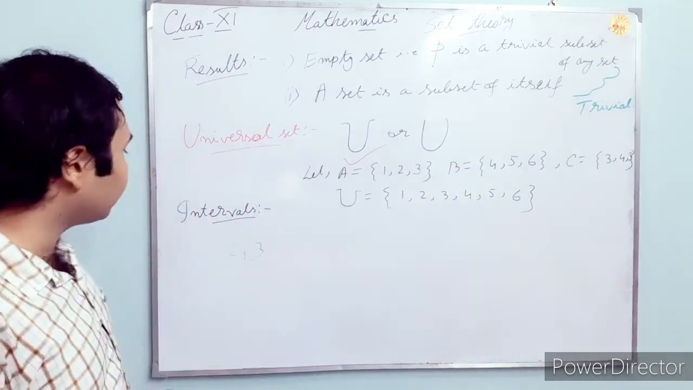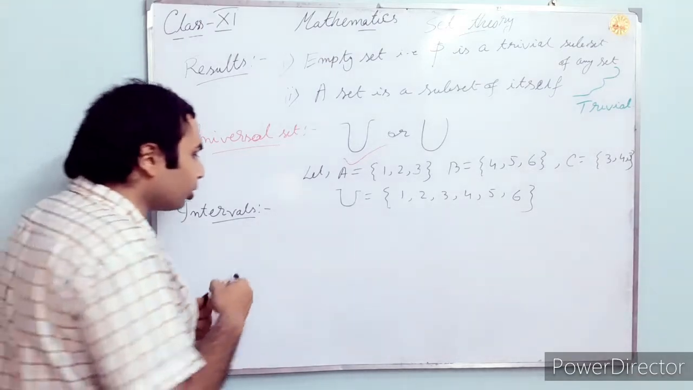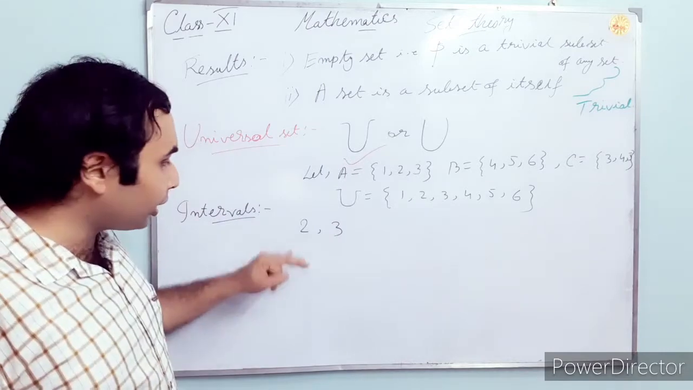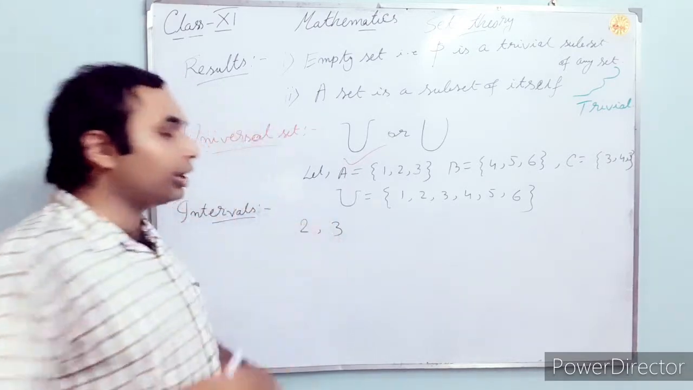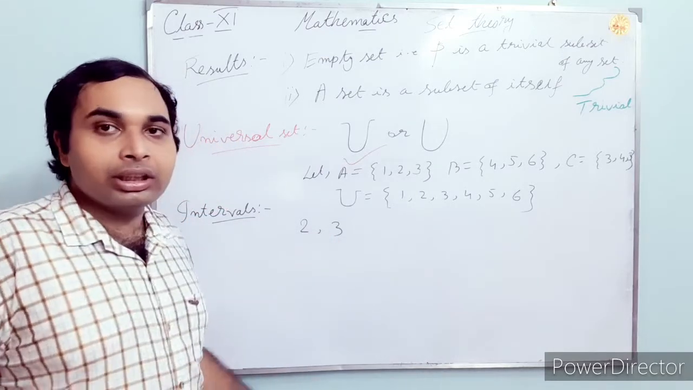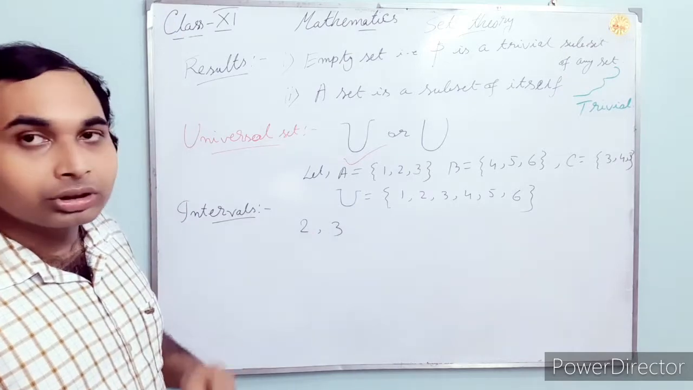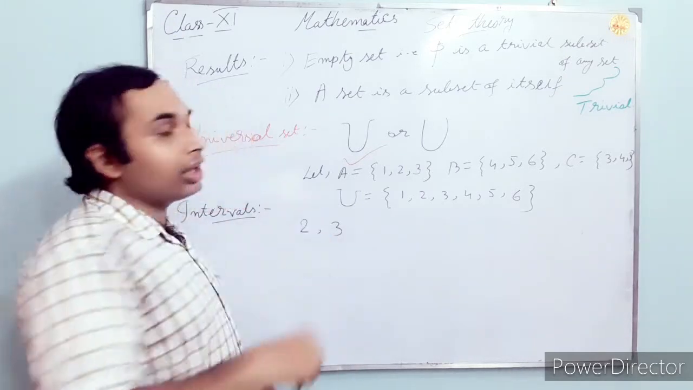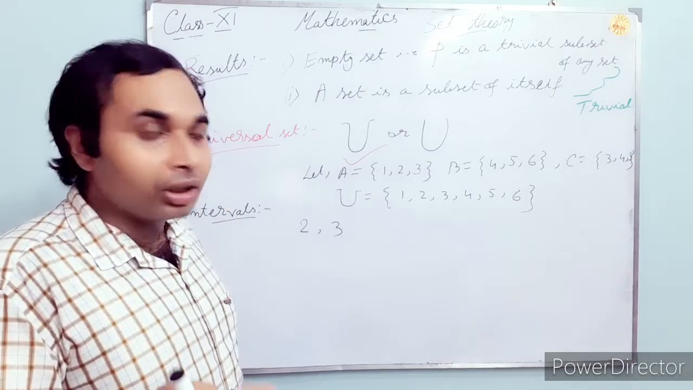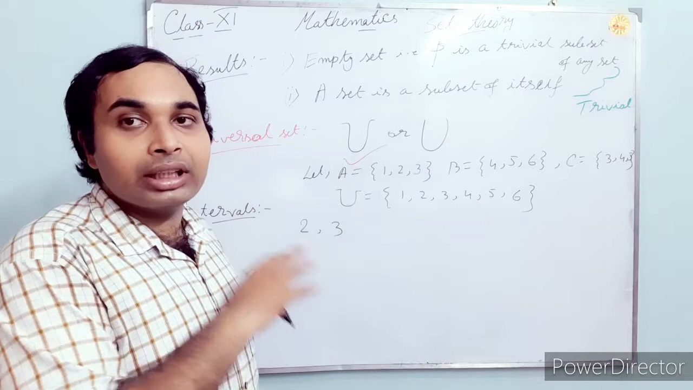So you will try those at your home. I am saying about the intervals now. If I take 2 and 3, those two numbers, those are the real numbers. If we take those as integers, then no elements are there between those. But if we take those as real numbers, then there are an infinite number of rationals, and also an infinite number of irrationals.